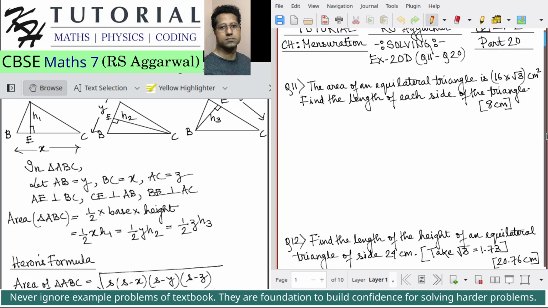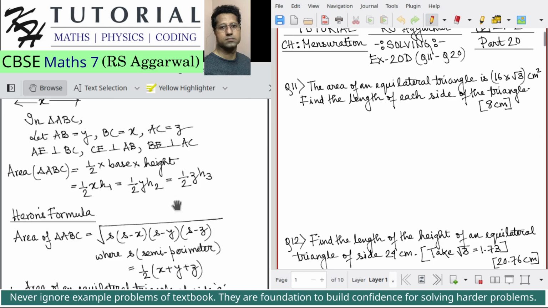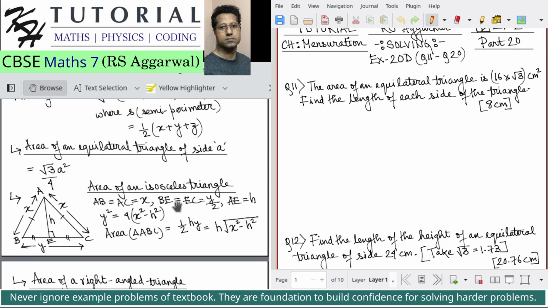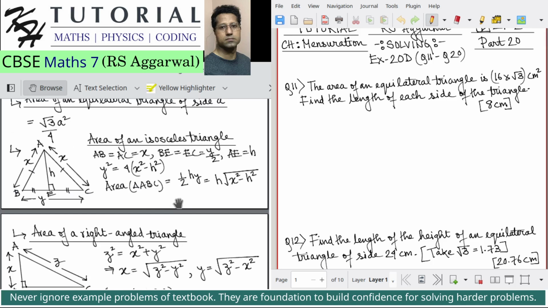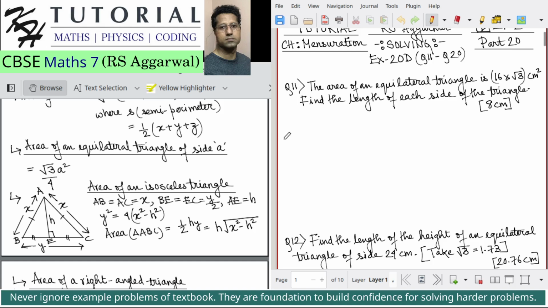Question number 11 says the area of an equilateral triangle is 16 into root 3 centimeter square. Find the length of each side of the triangle. We know that for an equilateral triangle, the area is equal to square root of 3 divided by 4 multiplied by a square, where a is the length of each side of the equilateral triangle. So in this problem, area is already given, and we have to find the length of each side. So we have to find the a.